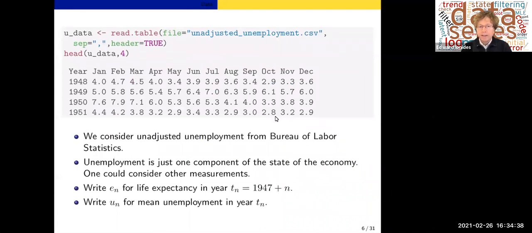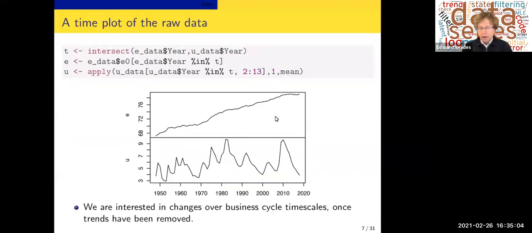For the economic data, we're going to look at the unemployment figures from the Bureau of Labor Statistics that we looked at in Chapter 8. Unemployment's just one component of the state of the economy. You could consider other measurements. We're going to consider unemployment. We're going to write EN for life expectancy and UN for unemployment. And this puts us in a position to start the data analysis.